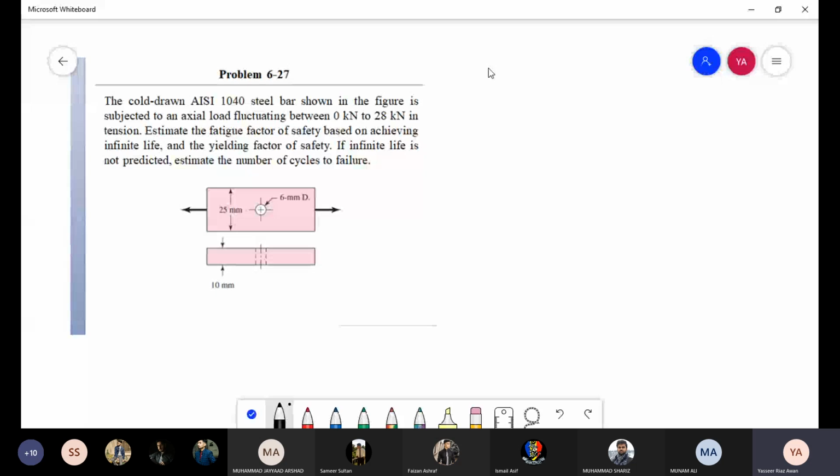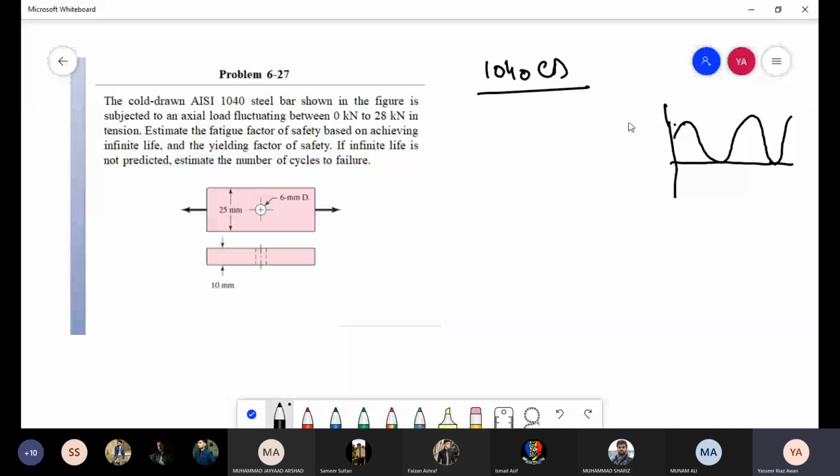So we have 1040 cold drawn steel, and it's subjected to an axial load that is fluctuating between 0 to 28 kilonewton. Okay? So it is a fluctuating stress, and if you want to be more precise, it is basically the case of a repeated load. So you have this kind of load. Sigma minimum is basically 0, and maximum would be from 28 kilonewton. So there is a mean stress which is positive.